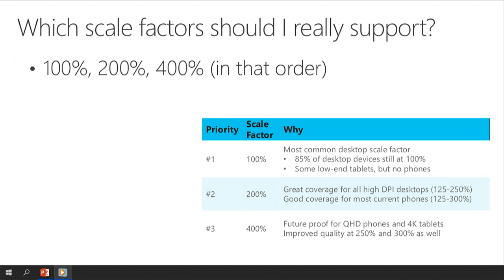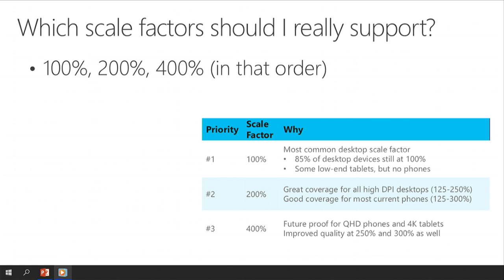Number two, I think priority is 200%, because that gives you great downscaling coverage for high DPI desktops, which traditionally are 125, 150, 200, maybe even 250. The 200 will give you pretty good results. And it also, by the same token, gives you really good coverage for most of the phones that you're likely to run on, starting at 125 all the way up to 300%. But then we think the third one, 400%, is really important for future-proofing because we already know QHD phones are here.